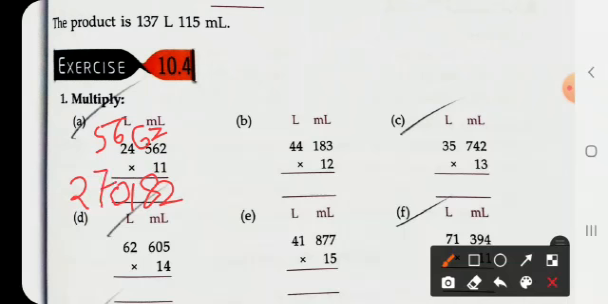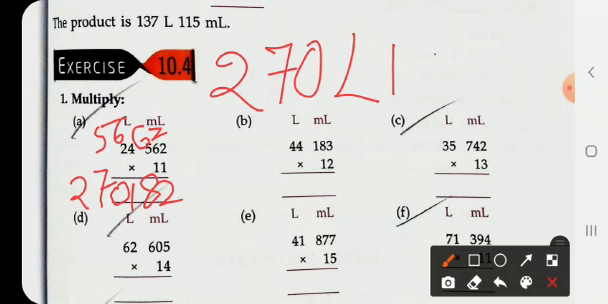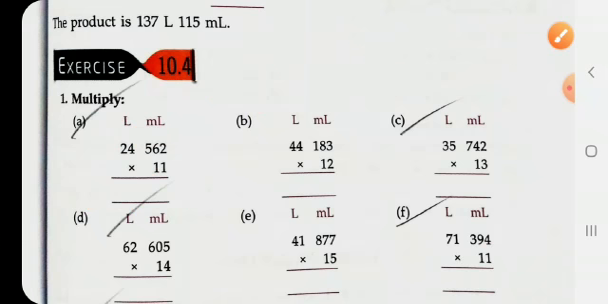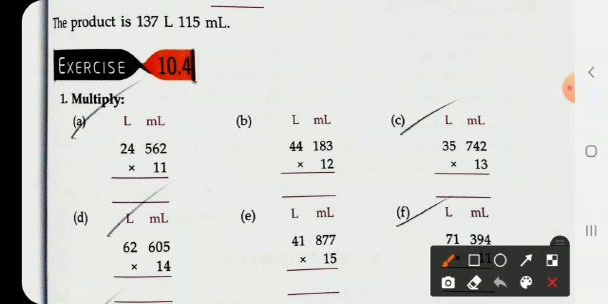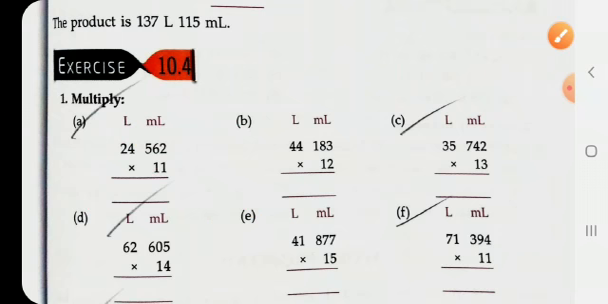Right? So what is the answer now? It is 270 liters and 182 milliliters. This is the actual answer that we are getting from the multiplication of this sum. So simply your homework will be to multiply question number B and E. This is simple multiplication. You must know the tables from 2 to 20.